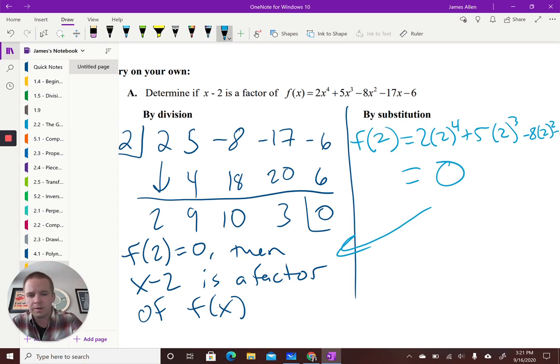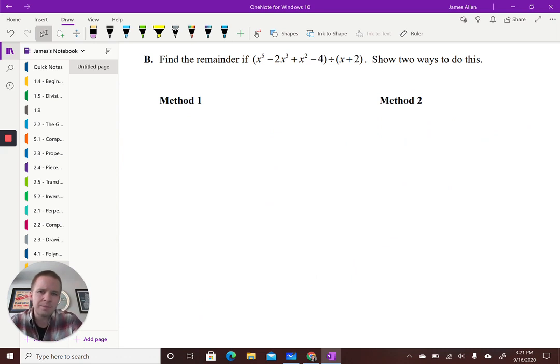All right, let's try another one. This might seem a little redundant because we're like, oh my gosh, another one of these? Well, let's see here. We want to find the remainder if we're doing x to the 5th minus 2x cubed plus x squared minus 4 divided by x plus 2. So we're going to find the remainder, but we've got to divide it out. Well, how about synthetic division? That's one method that we know.